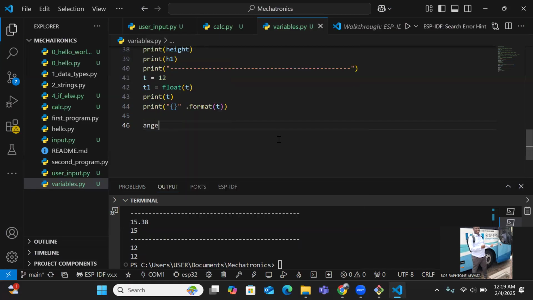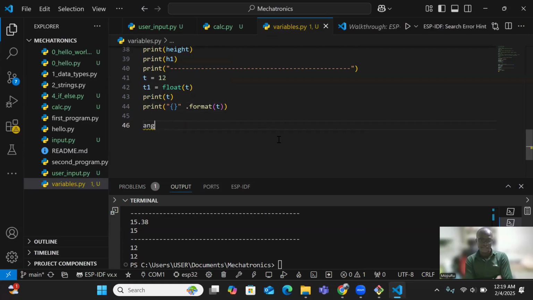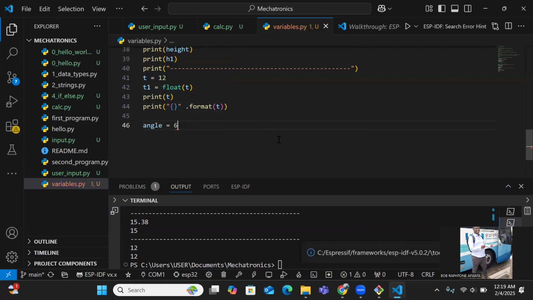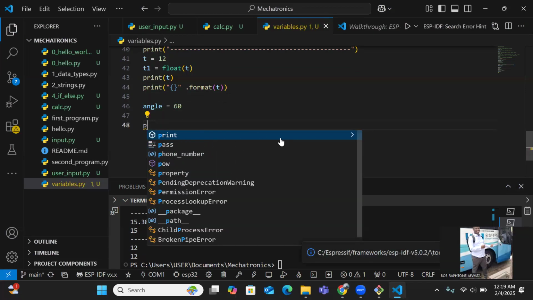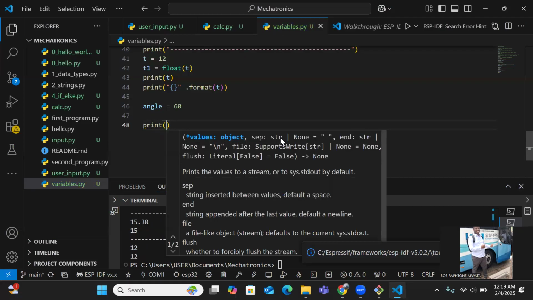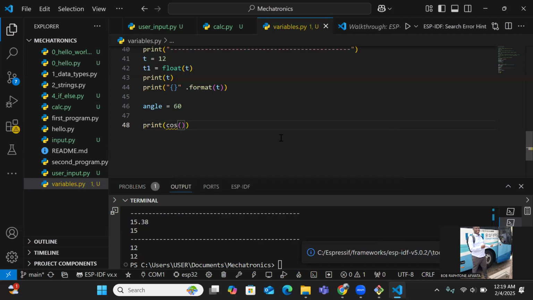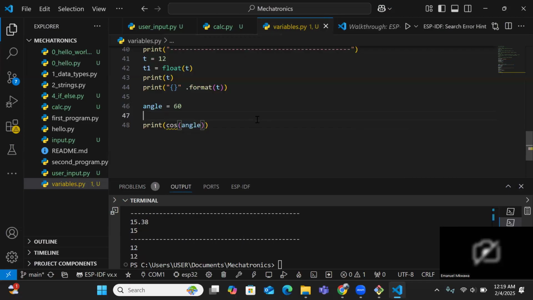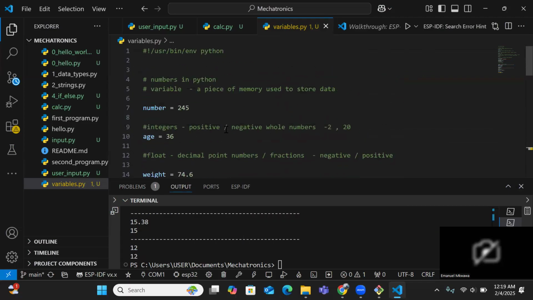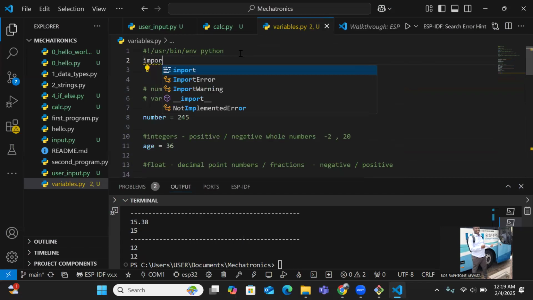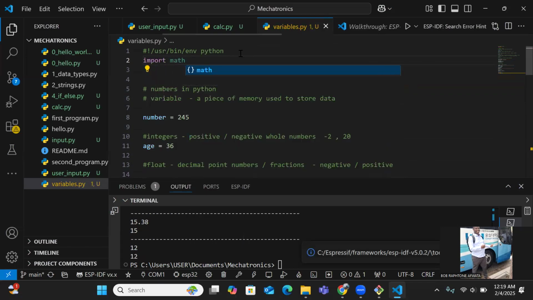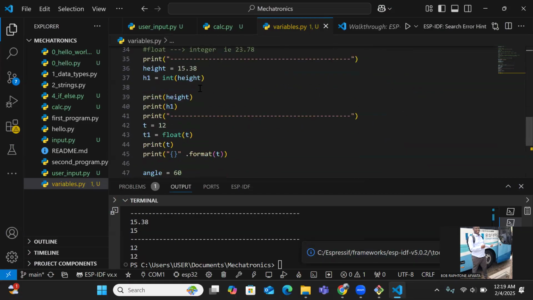So, like we have an angle of 60 degrees. You can print the mathematical angle. So you say cos angle, but for this to work, normally it has something called import math. For you to use maths, you type down there math.